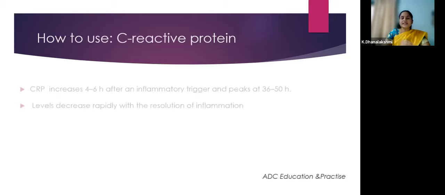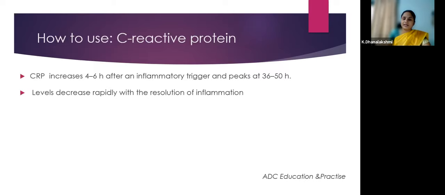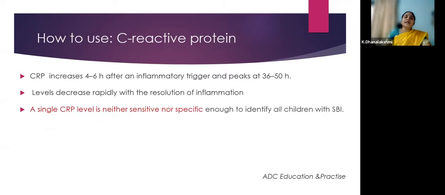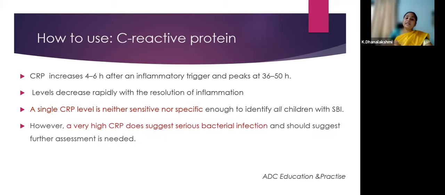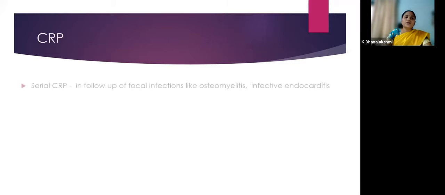Usually CRP increases 4 to 6 hours after an inflammatory trigger and peaks at 36 to 50 hours, that is 1.5 to 2 days, and levels decrease rapidly with the resolution of inflammation. A single value is neither sensitive nor specific enough to identify all the children with serious bacterial infection. However, a very high value does suggest a serious bacterial infection. Nowadays, we have to include MIS-C also if the child has a very high CRP. Technically, a very high CRP is more than 96 milligrams per liter. So a very high CRP does suggest a bacterial infection, and nowadays we have to think of MIS-C also.